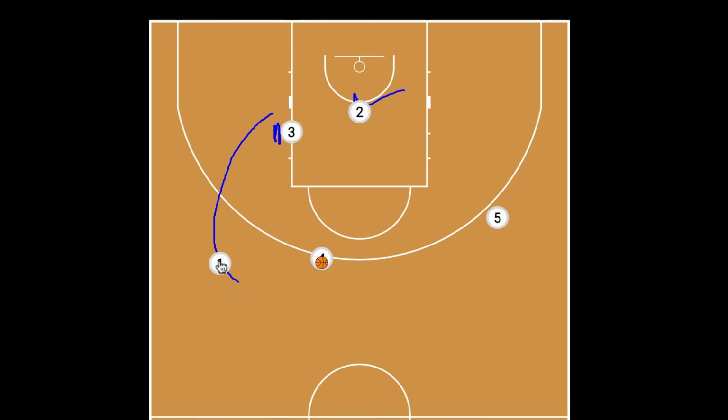So number 1 is continuing to move down the floor. They're getting screened on by number 3 here. They're getting screened on by number 2 here. And then number 5 is going to move down as well, and they're setting another screen for number 1. Number 1 is coming off of that nice and tight, and they're going to receive the basketball back.